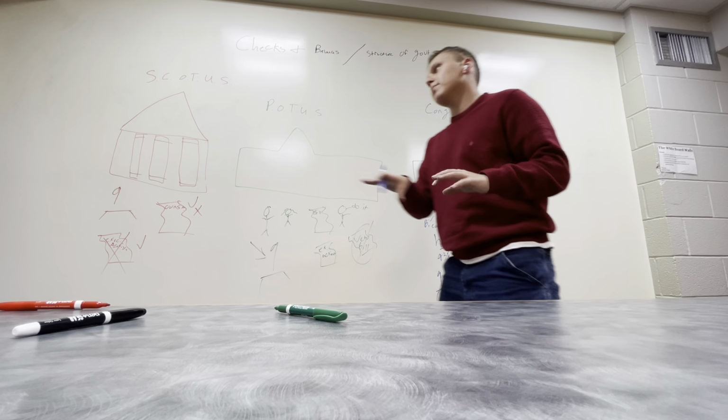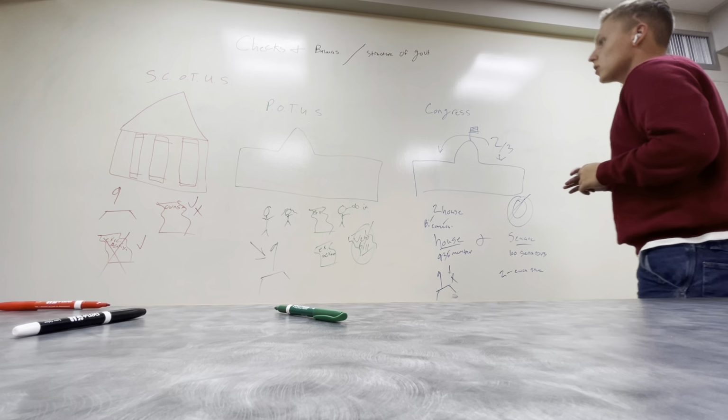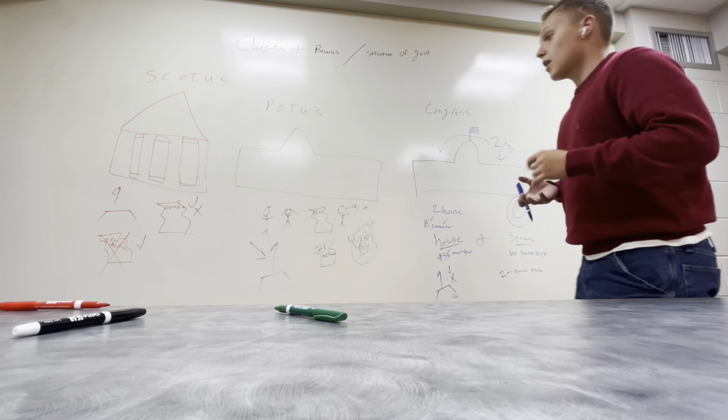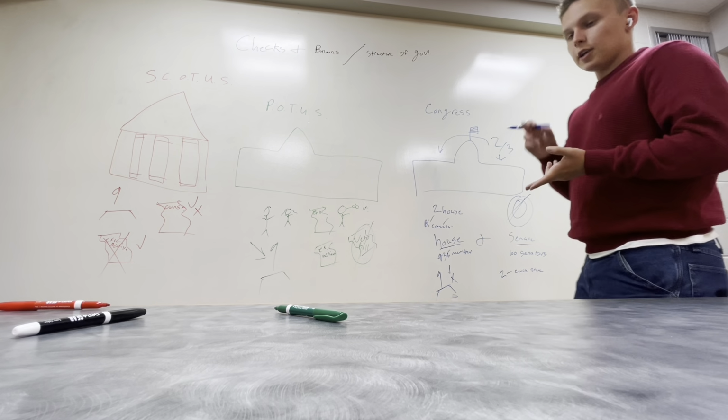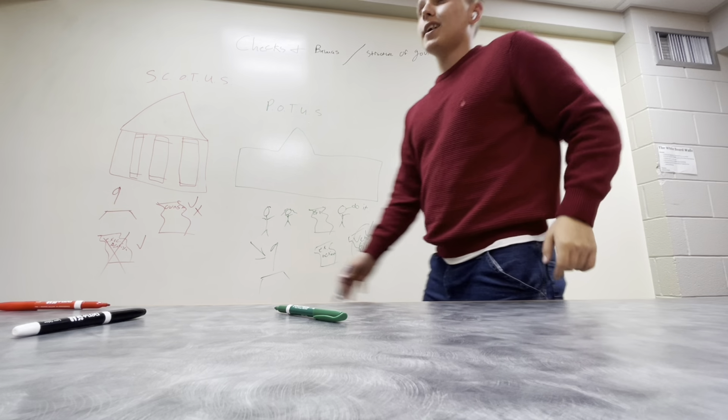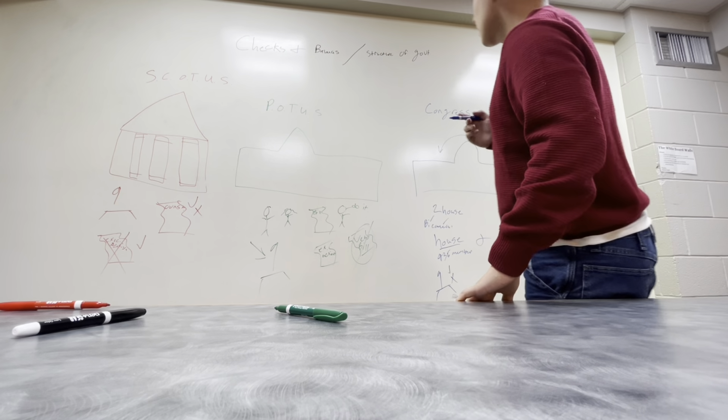So that's a very brief overview of the bills. Some instances that we've seen in modern times: we've seen the appointment of Ketanji Brown Jackson. That went through the president as well as Congress, and she got put on the Supreme Court.